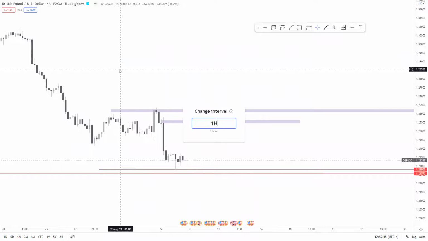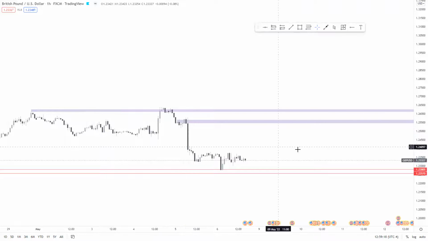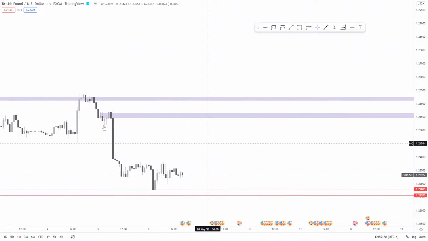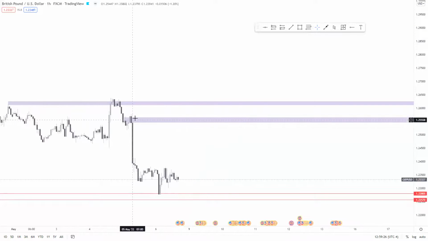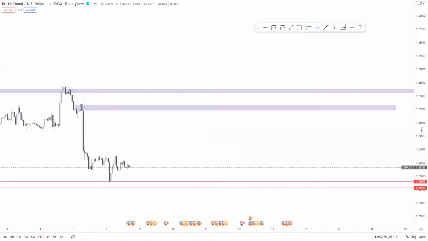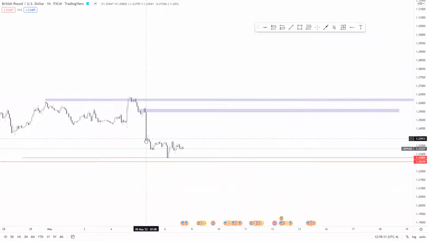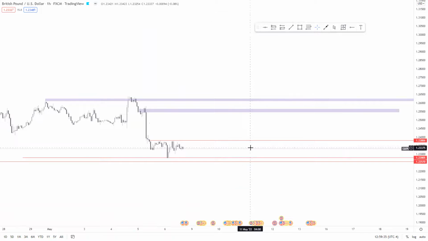Going to the 1 hour to see clearly what can happen. So resistance, very valid resistance. Here we have the supply zone. We have the resistance here. I'm going to just mark it with this.